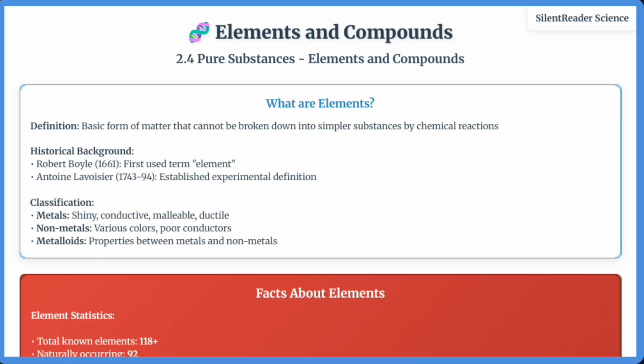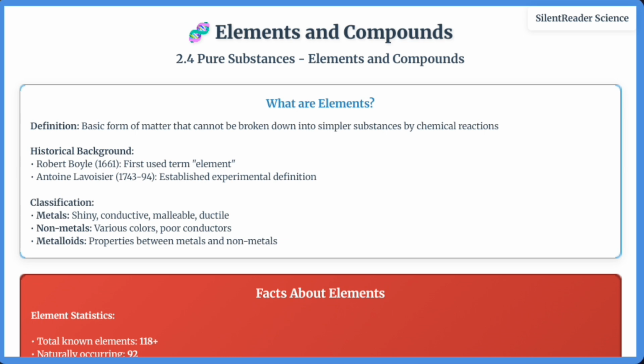Let's explore pure substances, which are classified as elements or compounds. Elements are the basic forms of matter that cannot be broken down into simpler substances by chemical reactions. Robert Boyle first used the term in 1661, and Lavoisier established the experimental definition. Elements are classified as metals, shiny, conductive, malleable; non-metals, varied colors, poor conductors; and metalloids, intermediate properties.